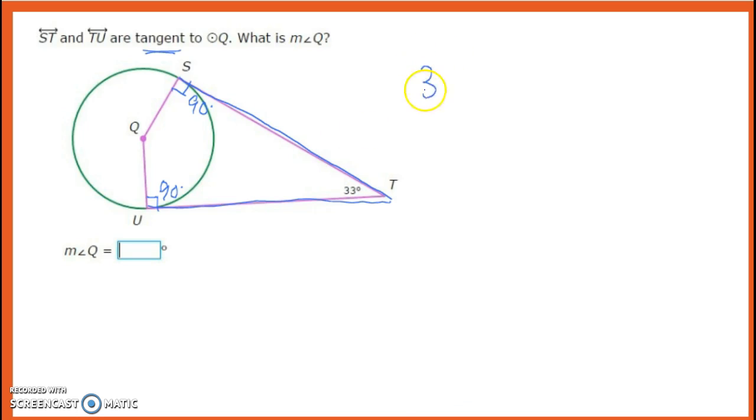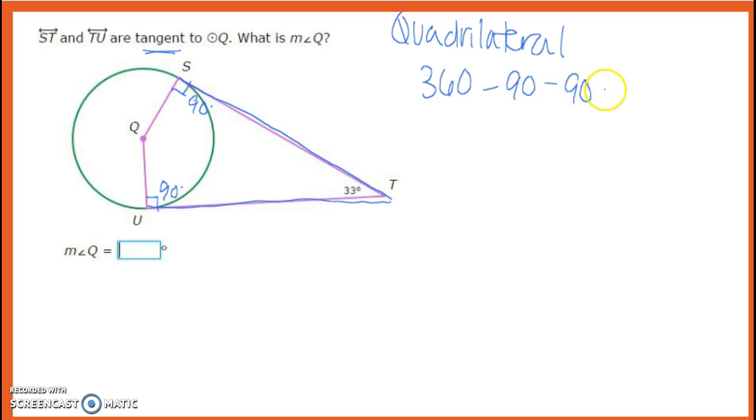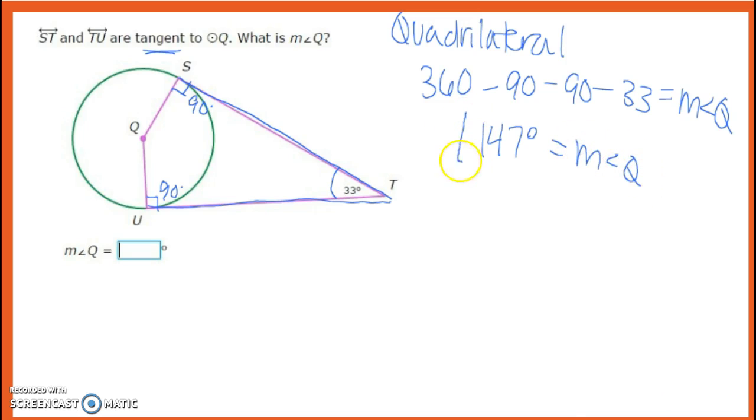So if I take 360 and I subtract off both 90-degree angles and the angle that measures 33, that's going to equal the last angle, or the measure of angle Q. So if I take 360 minus 90 minus 90 minus 33, that tells me that the measure of angle Q is equal to 147 degrees.